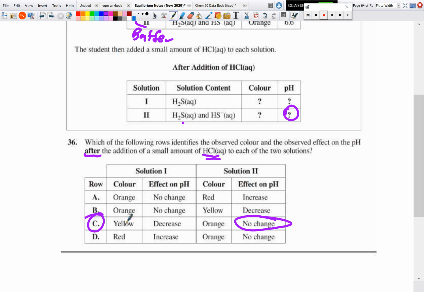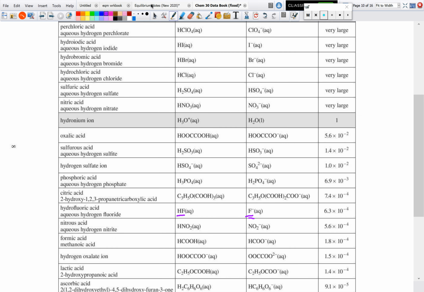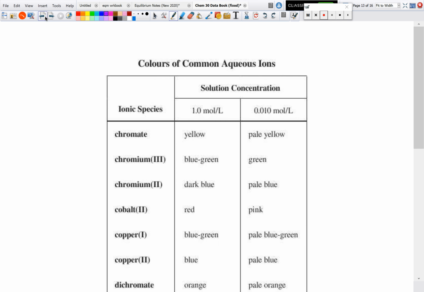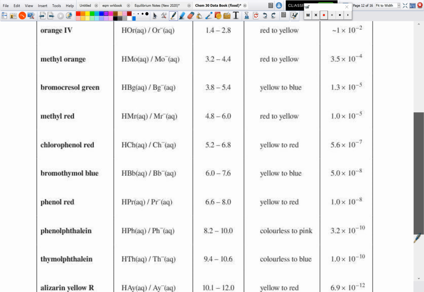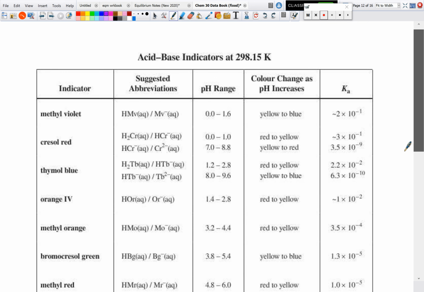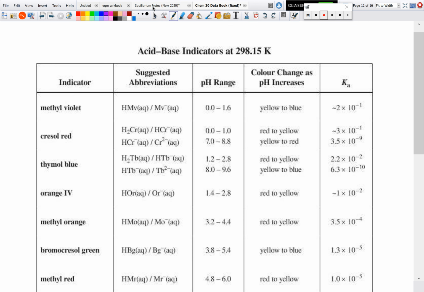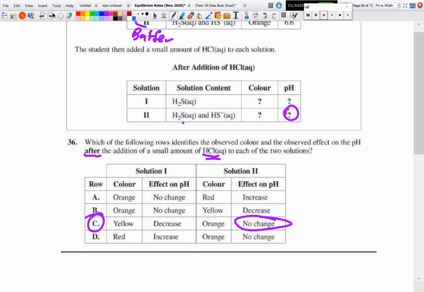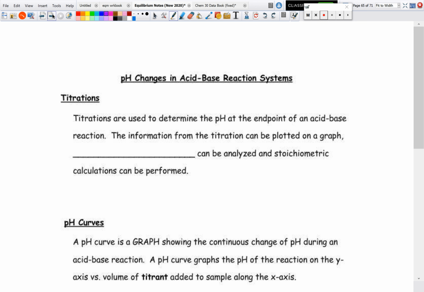Now as for the colors, in your data booklet you can look at the indicator colors here and try to figure out the color stuff. So that is a little bit on buffers.